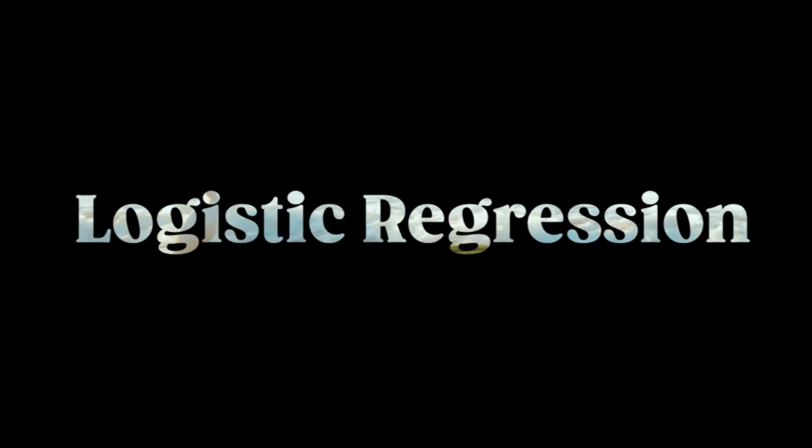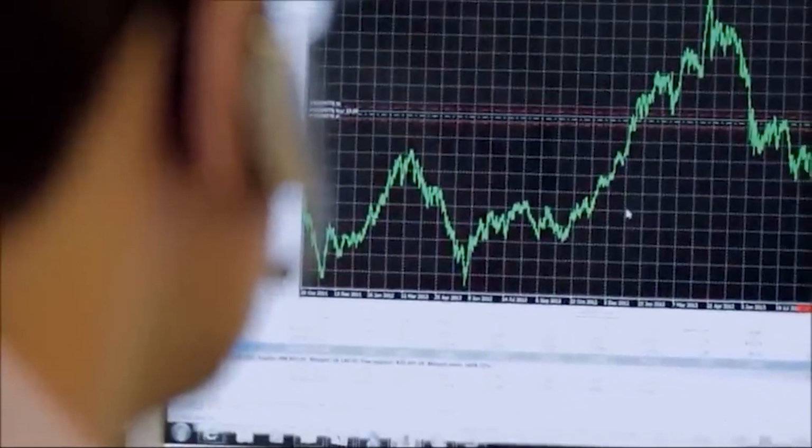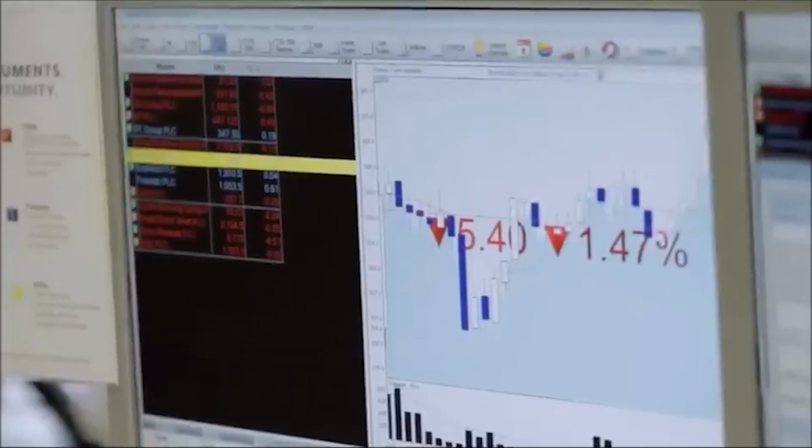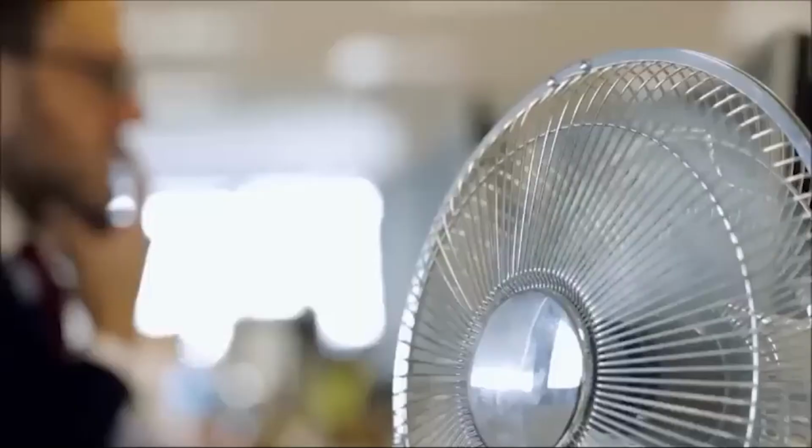Logistic regression. The traders scan the stocks and survey their portfolios. They're on the lookout for even the slightest opportunity.